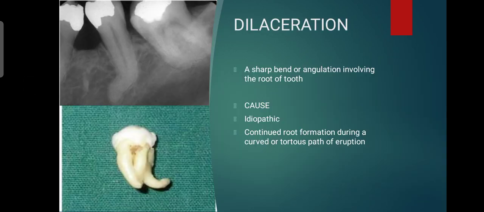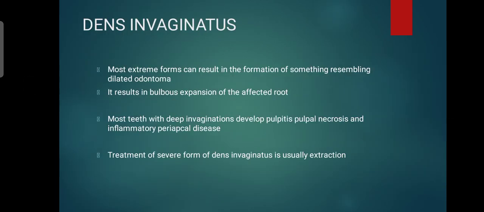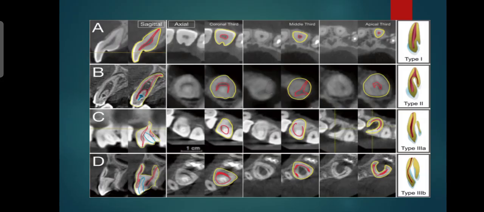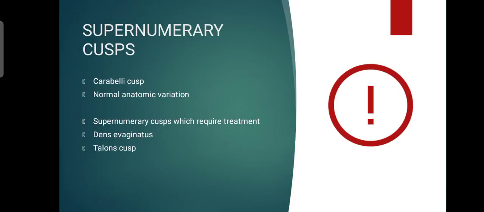We were discussing the disturbances in shape, and we did dilaceration, taurodontism, dens evaginatus. Today we are going to discuss supernumerary cusps. Occasionally, teeth exhibit additional or supernumerary cusps.